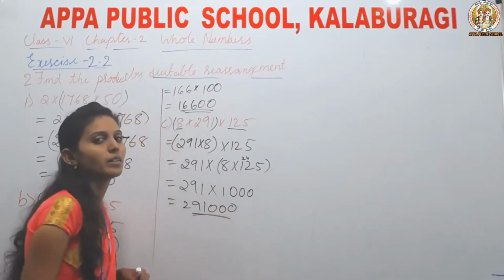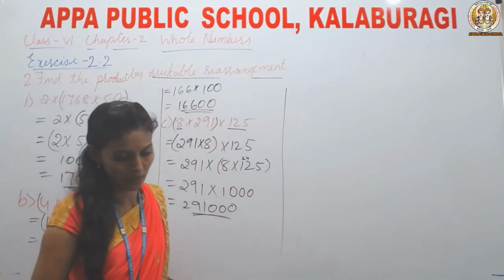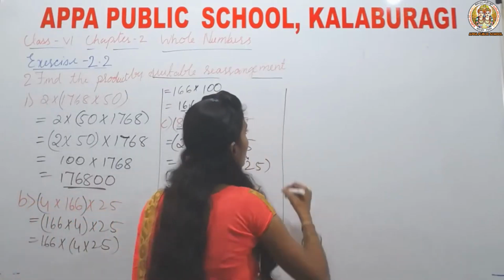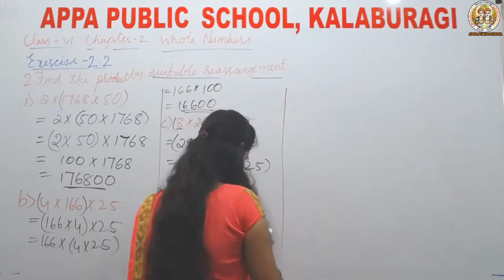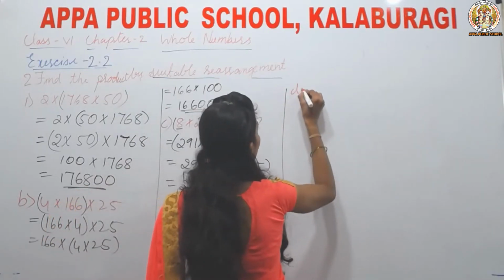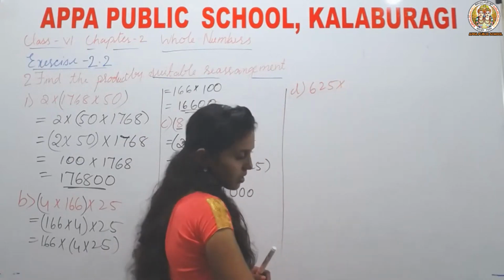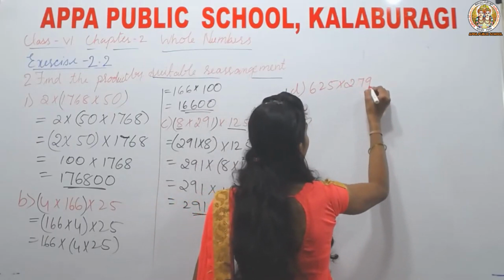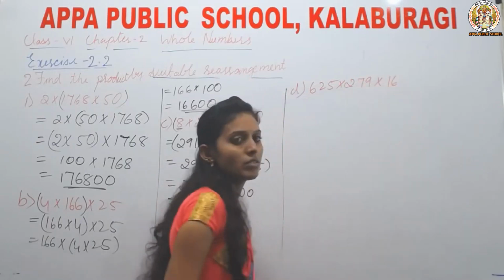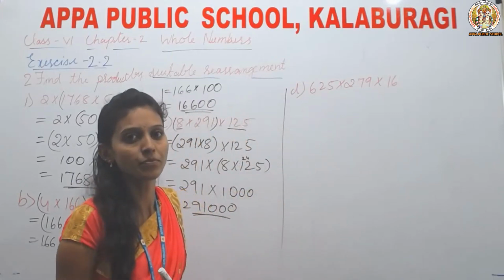Over. Very easy, right? Yes. Now, let us go for the next number. Next number is 625 into 279 into 16. Now, see here, 16 5s are, we know it is 80.